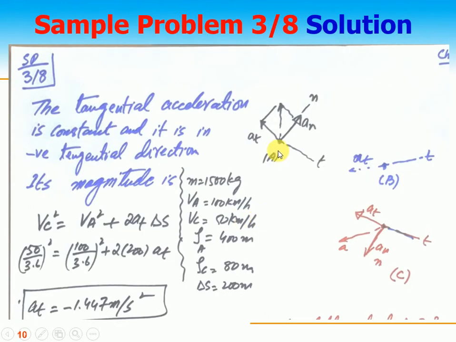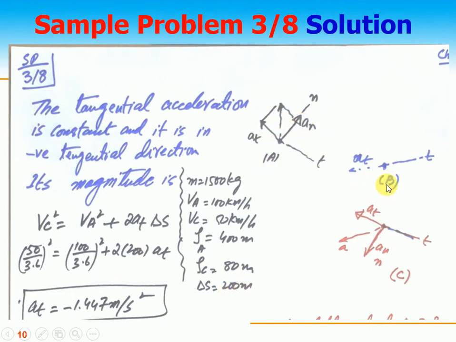So this is my free body diagram: tangential and normal. This is at A, of course moving downward. The tangential acceleration is constant and it is in the negative tangential direction, as the car is slowing down. We have the mass 1500 kilogram, velocity at A 100 km per hour, velocity at C 50 km per hour. Rho A, the curvature, is 400 meters, rho C is 80 meters, and delta S is 200 meters. This I have made the free body diagram for A.